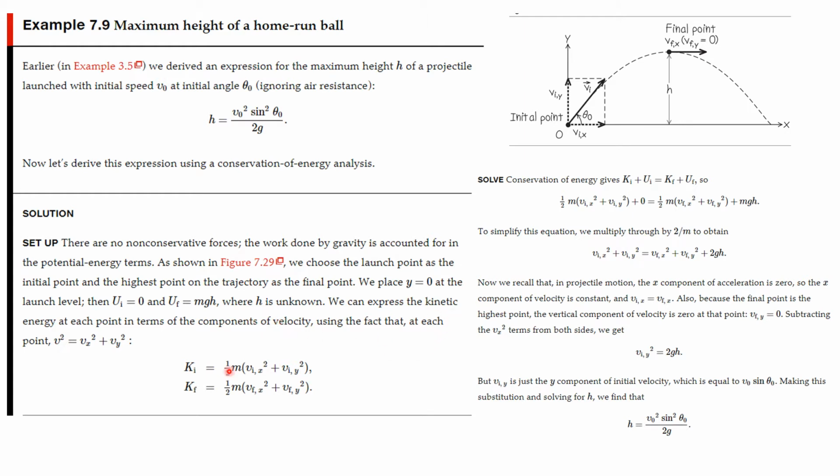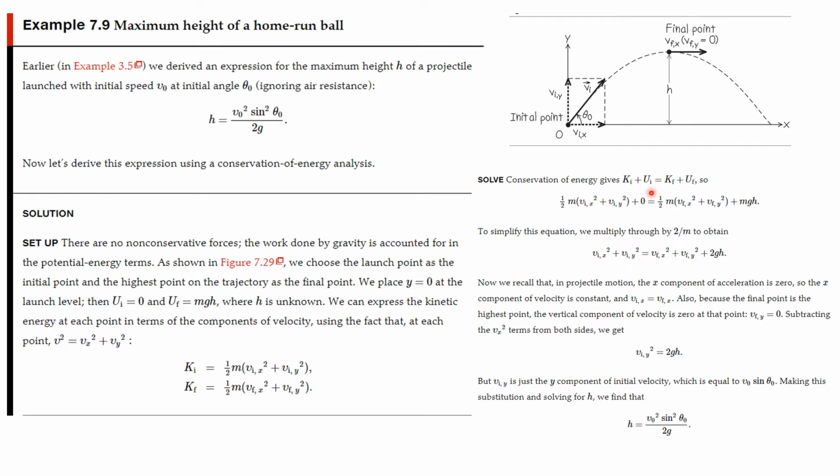Now we can express the kinetic energy at each point in terms of the velocity, so it's 1/2 mv squared. And you see what's going to happen here is that, and we know this because these are vectors, by the Pythagorean theorem the square of the magnitude of the velocity is going to be the sum of the squares of the other two things. That's the Pythagorean theorem. And so we have K initial equal to 1/2 m times the square of these, and K final is going to be this. So that's kind of the setup.